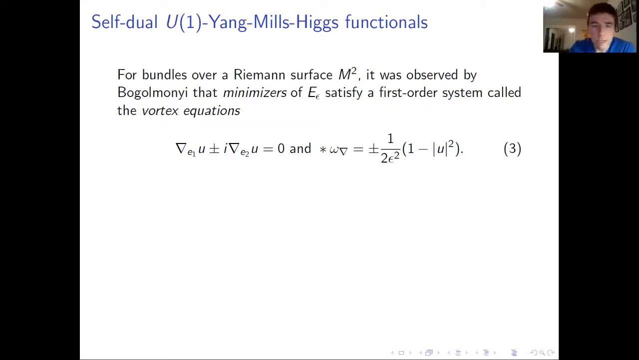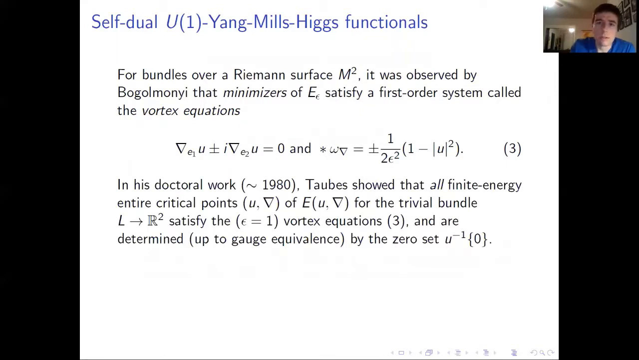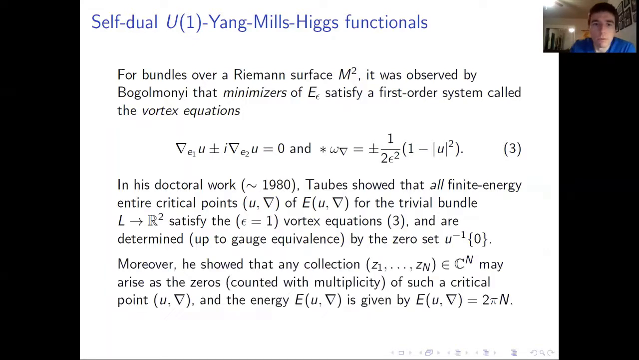Okay, and indeed, in his doctoral work, Taubes showed that all finite energy critical points of these energies for the trivial bundle over R2 satisfy these first-order vortex equations, and moreover, they're determined up to gauge equivalence by their zero set. Moreover, he showed that any collection z1 through zn of possible zeros, counted with multiplicity, of this section U can arise as zeros of a critical point (U, nabla), and the energy E of (U, nabla) of those critical points is going to be exactly 2 pi times n.